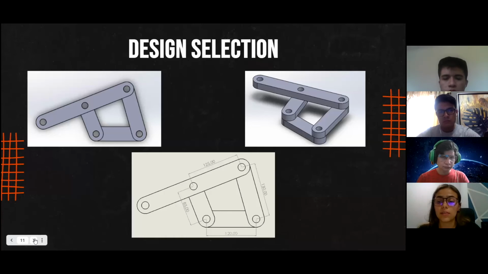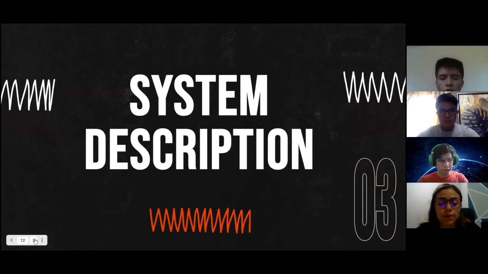Now, with the design selection, we chose a 4-bar mechanism, but in this case, we decided that none of its sides were parallel. This was to change its movement and angular position, where it was achieved that the mechanism could collect garbage in a more efficient way, as it will allow you to collect a greater amount of garbage. Well, now we are going to check the system description.